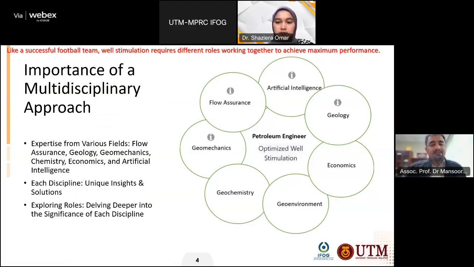So, the importance of the multidisciplinary approach. Today we're going to tackle the multifaceted world of well stimulation. Optimizing well stimulation and maximizing reservoir potential is not a one-man job, or rather a one-discipline job. It requires collaborative expertise from several fields: flow assurance, geology, geomechanics, chemistry, and other disciplines. All of these fields of expertise play an essential role, much like key components in the complex mechanisms of well stimulation.